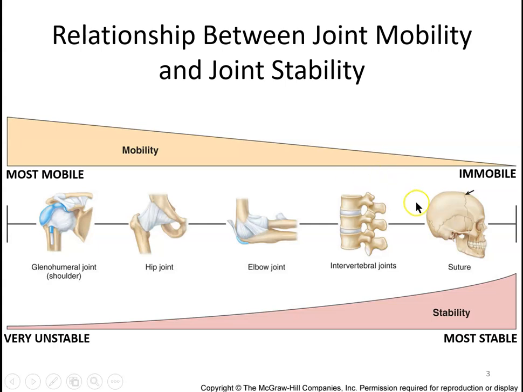These are the crazy examples. The shoulder, or the glenohumeral joint, is the most mobile joint in your body. It can do the most degrees of motion. The hip joint is kind of a close second. And then on the other end of the scale would be sutures. The one I talked about would be the lambdoid suture at the posterior aspect of the skull.